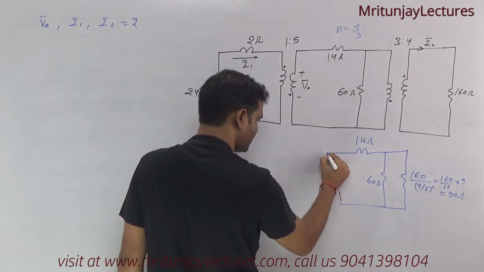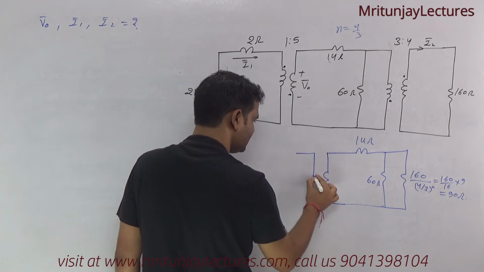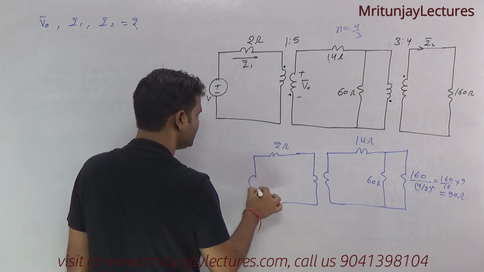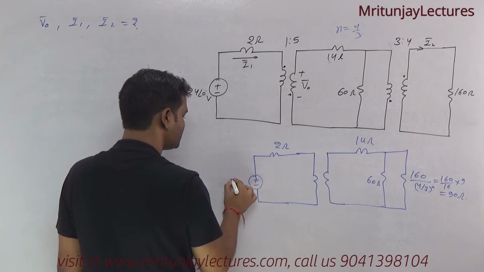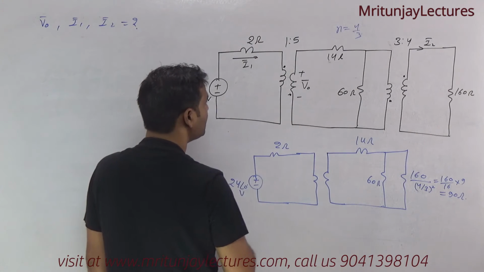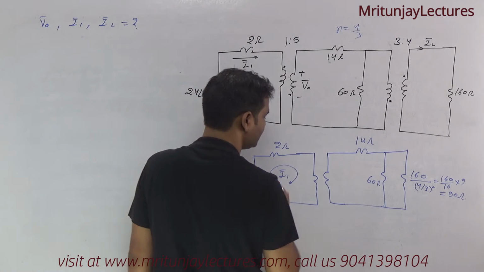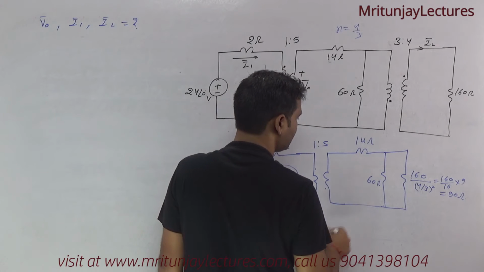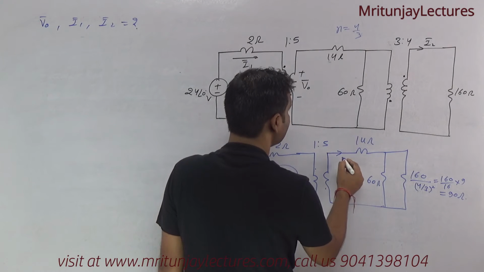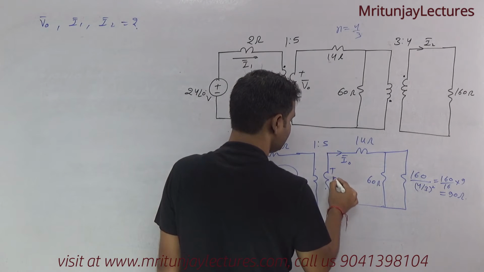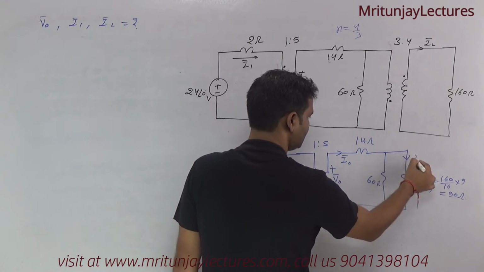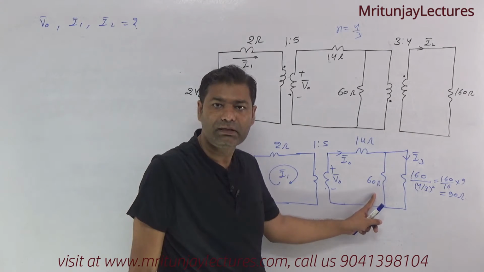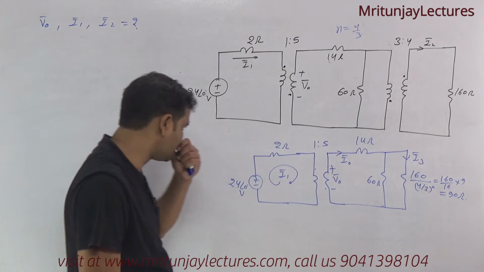Now after that, this one and this one are represented like this. That is 2 ohm, and this one is a plus minus 24 at the angle 0 volt. What about the direction of current? That is I1, dot polarity here, and 1:5. Now suppose this current is I0 and voltage V0 are given, and here that is I3. Now this one and this one are in parallel, 90 and 60.